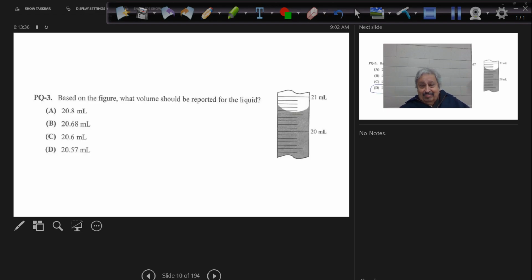Okay, now this is a lab question. It might appear in the lab this week, in my Wednesday lab. So this is an ACS type of study guide. It might appear similar to that. So what is this graduated cylinder or burette reading? What's the value here?